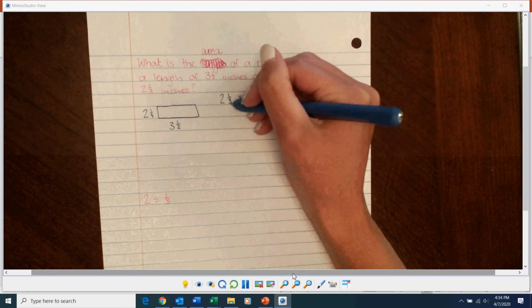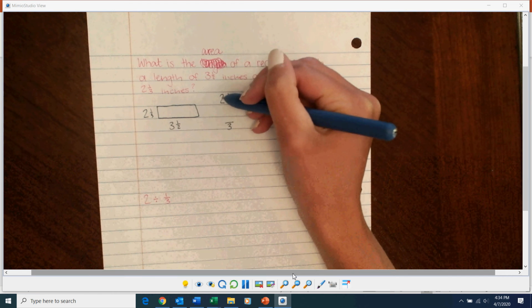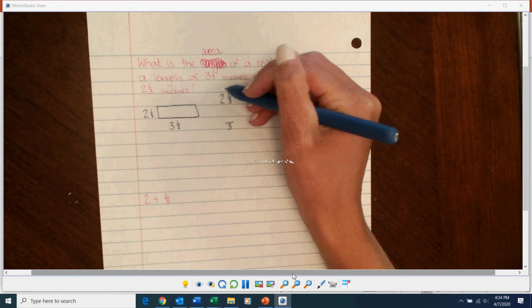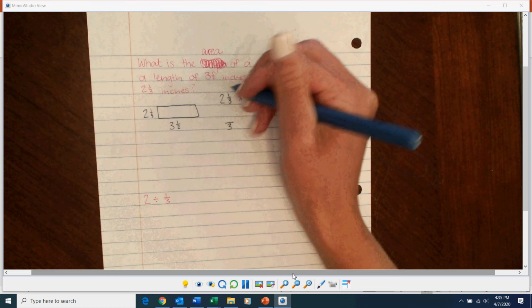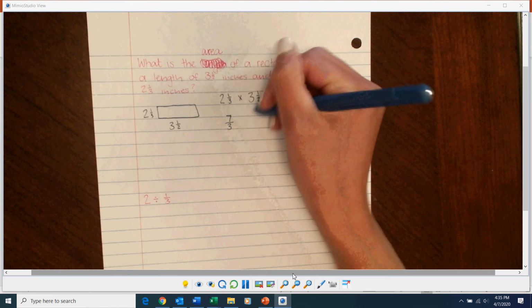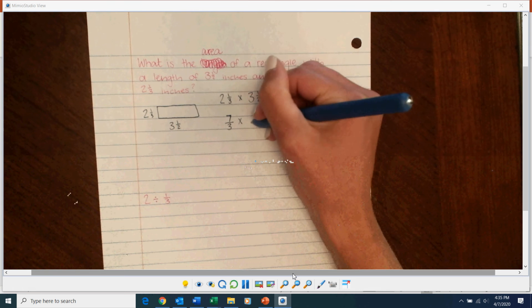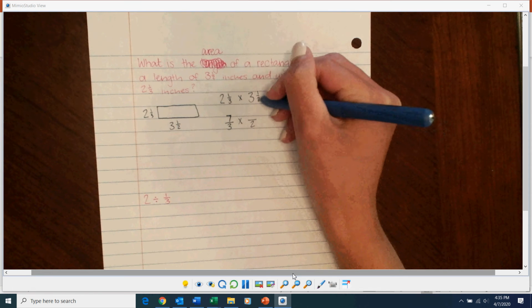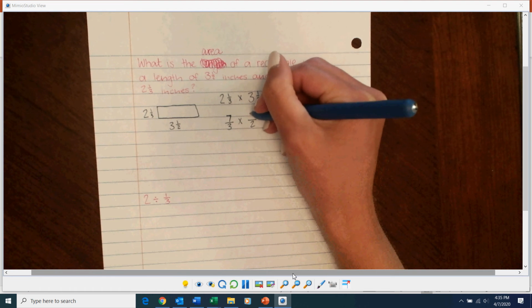So I keep my denominator the same, and I multiply my denominator times my whole number, then I add my numerator. So 3 times 2 is 6, plus 1 gives me 7. Keep my multiplication sign, and I do the same thing. Keep my denominator the same. 3 times 2 is 6, plus 1 gives me 7.